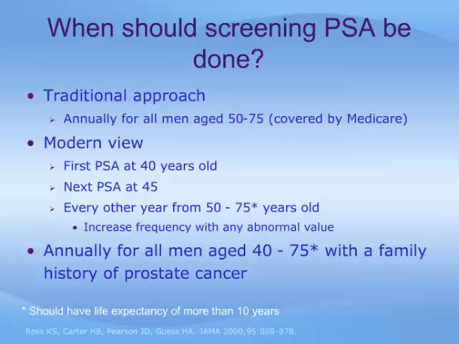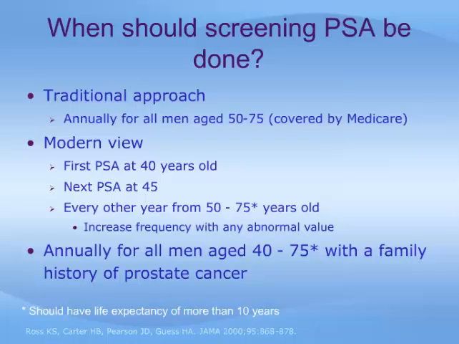A newer approach is to do a first screening PSA at 40 years old. If that value is normal, then another can be done at 45. And if that value is normal, then regular testing every other year can begin at age 50. The frequency of PSA testing would increase with any abnormal value.